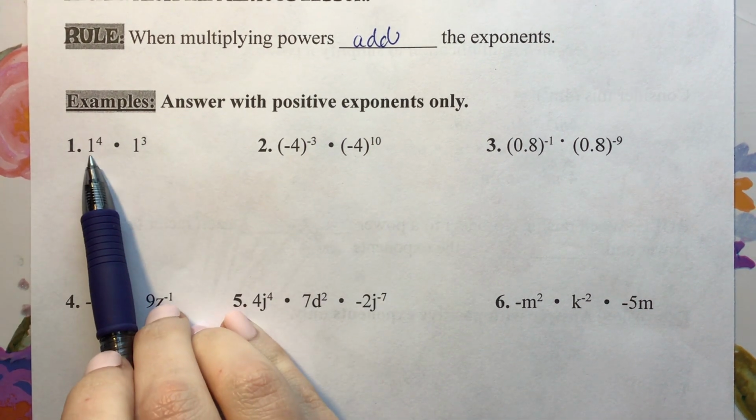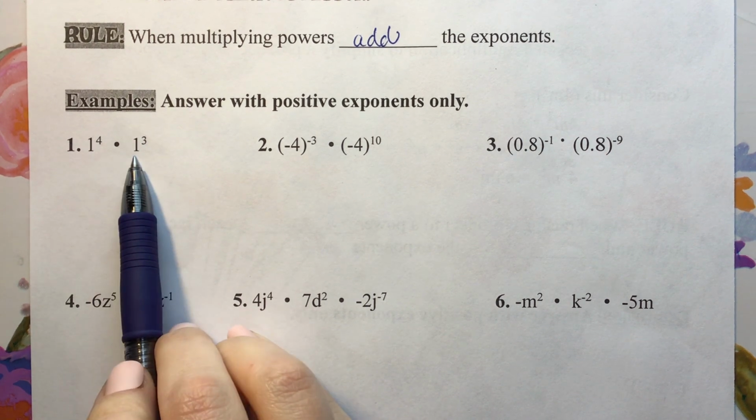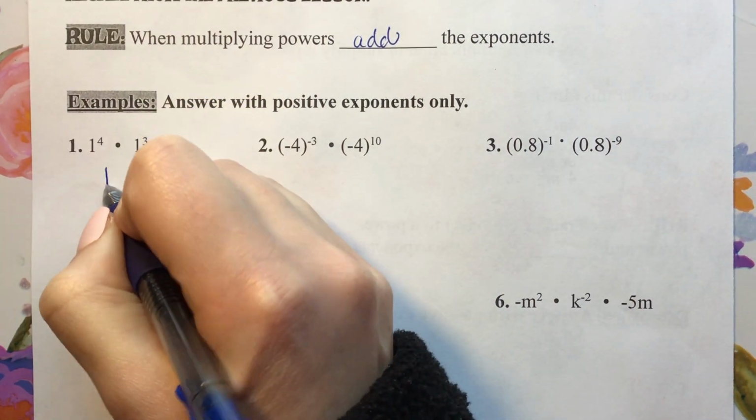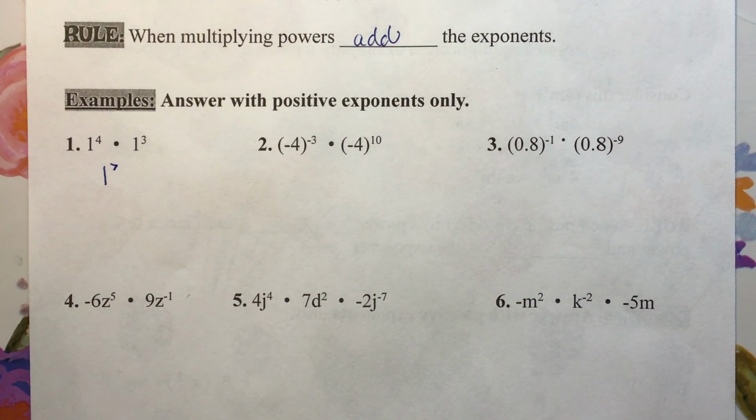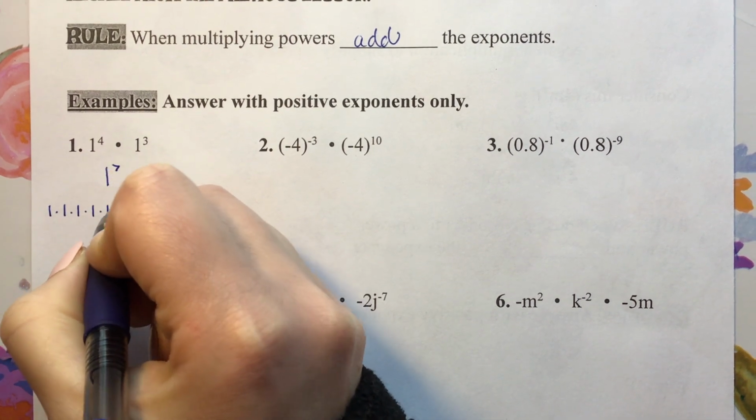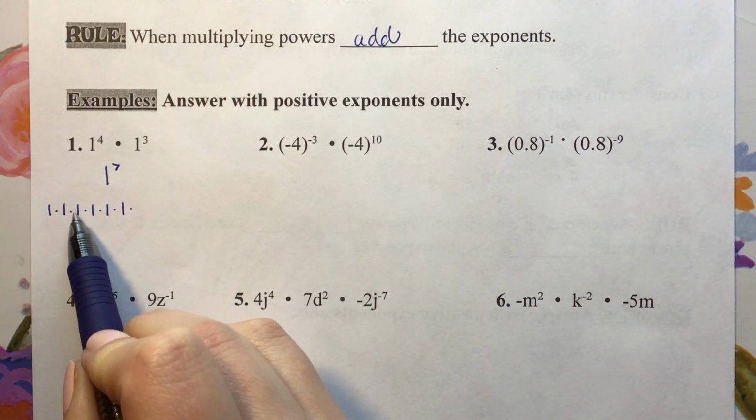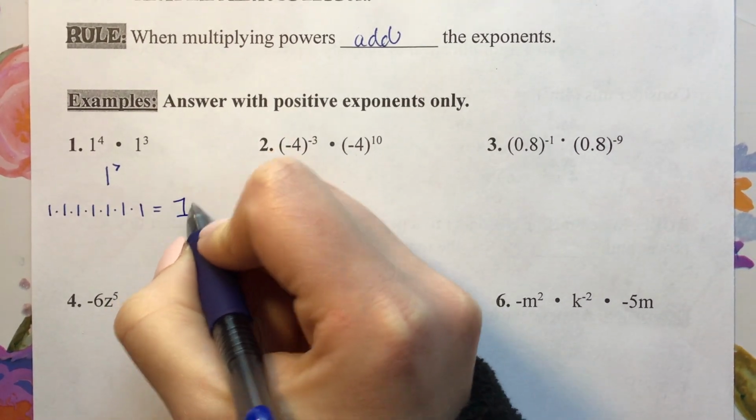In this first one, it is 1 to the 4th times 1 to the 3rd. Because the base 1 is common, that becomes 1 to the 4 plus 3, or 7. Well, 1 times itself 7 times is still 1. That does not mean 1 times 7. It means 1 times 1 times 1 times 1 times 1 times 1, and that equals 1 still.